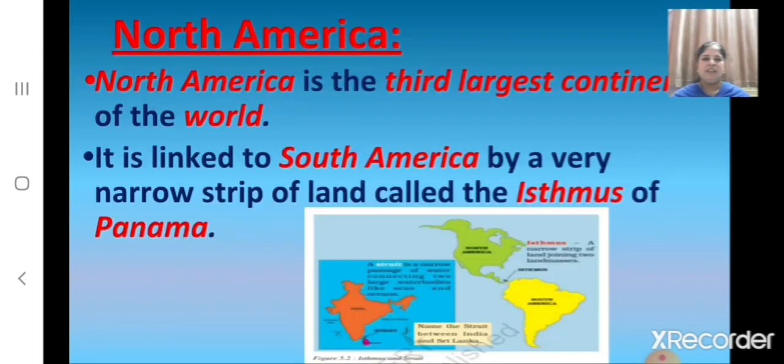Now let us revise the next continent, that is North America.